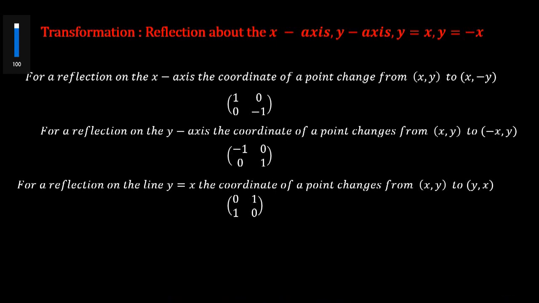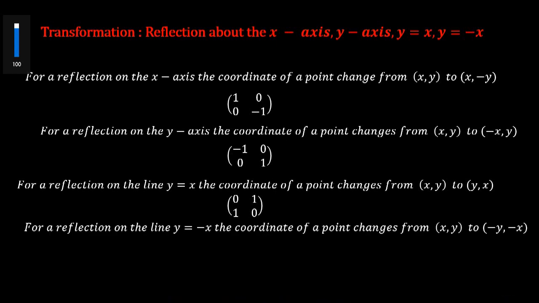Now for the reflection on the line y is equal to negative x, the coordinate of a point changes from xy to negative y negative x. You see the interchange. There is an interchange and a change of sign, which means if you have the point 2 3, it will instead be negative 3 negative 2 that you will plot.